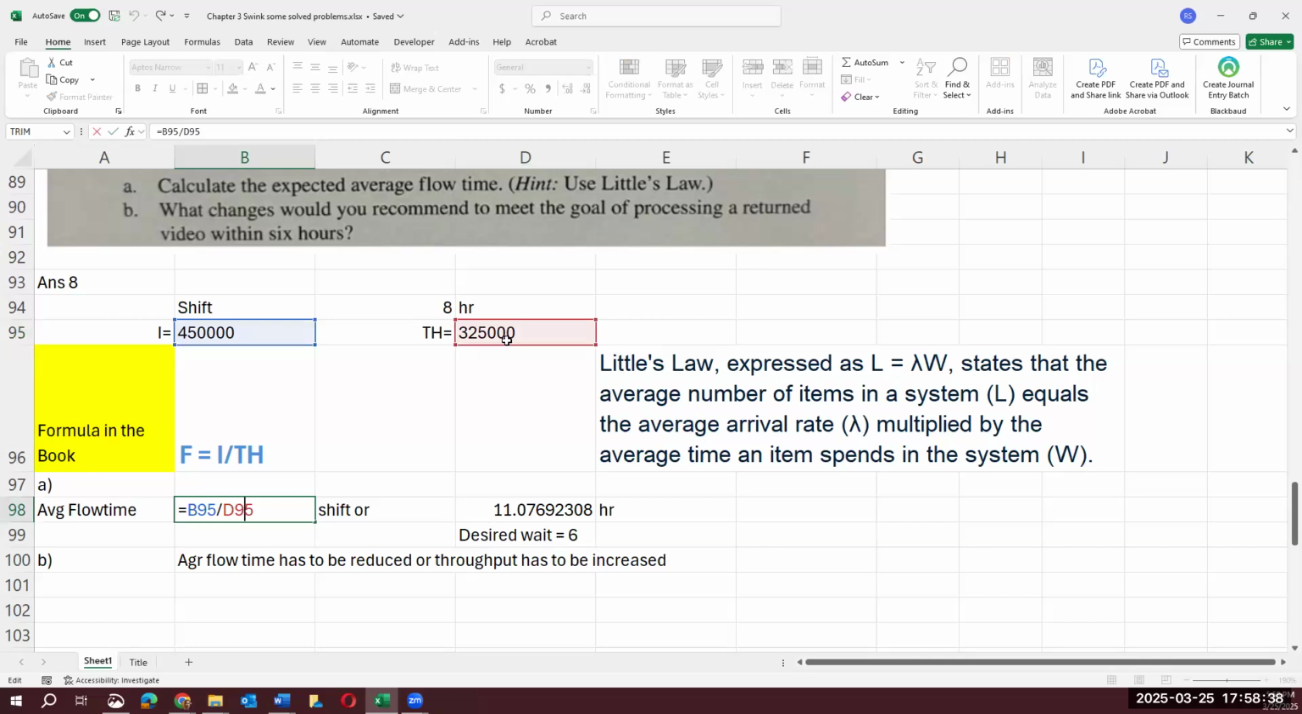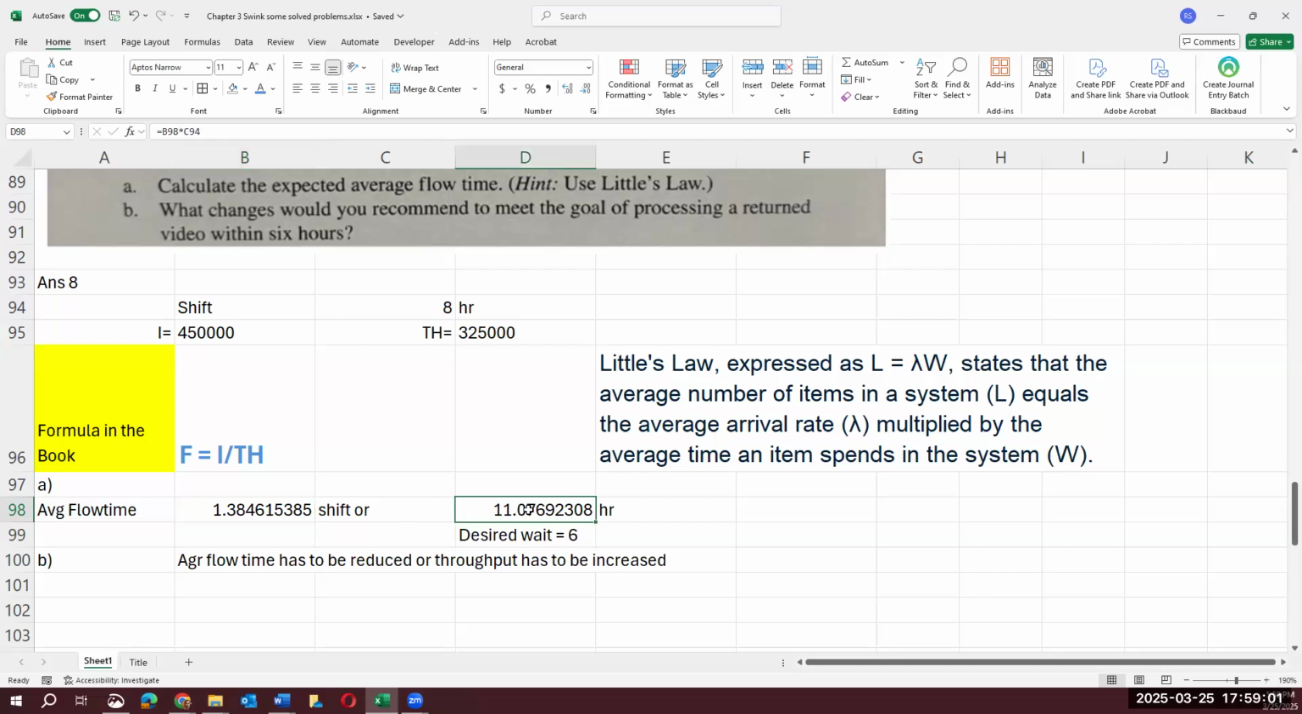I just took this number. The 8-hour shift has 325,000 throughput, and inventory is this much, so inventory divided by throughput. That tells me that on average a DVD spends about 1.384 shifts, more than one shift, sitting there before it gets shipped out. Since a shift is 8 hours, multiply 8 hours by this number and you'll get about 11 hours.